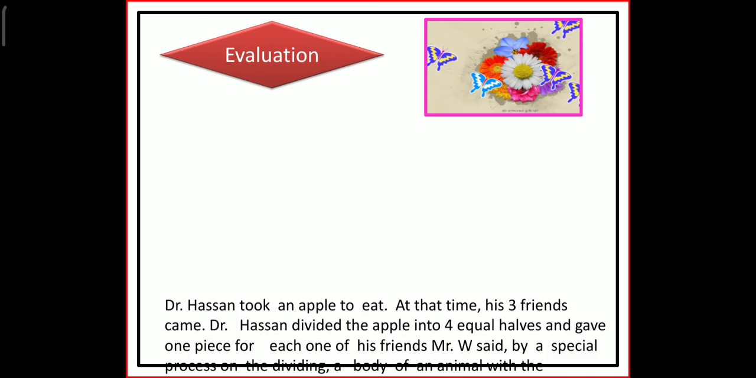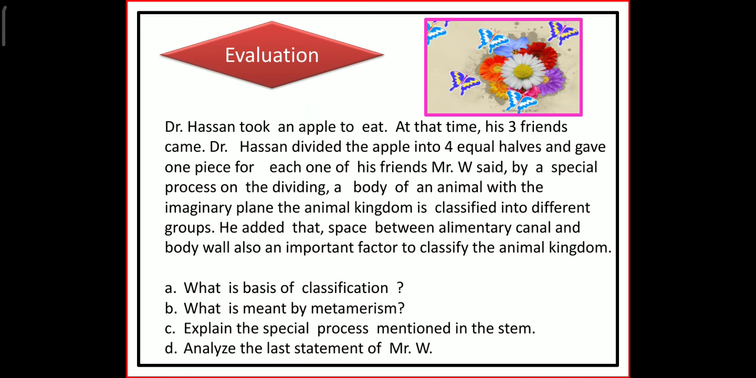Evaluation. Dr. Hassan took an apple to eat. At that time, his three friends came. Dr. Hassan divided the apple into four equal halves and gave one piece to each of his friends. Mr. W said, by a special process of dividing the body of an animal with an imaginary plane, the animal kingdom is classified into different groups. He added that the space between the elementary canal and the body wall is also an important factor to classify the animal kingdom.